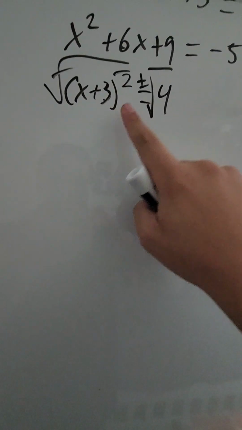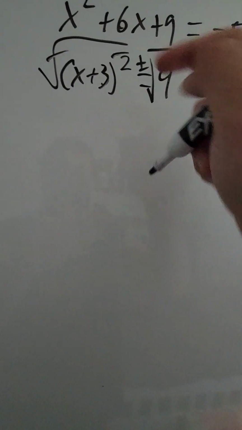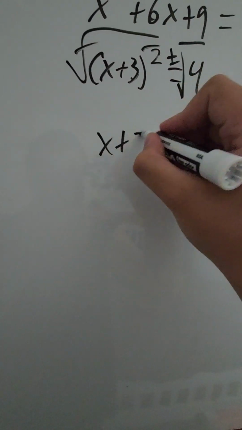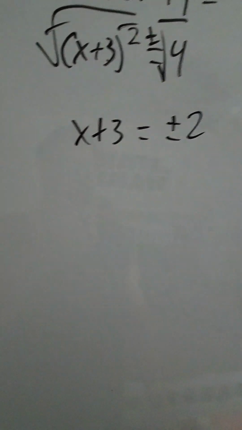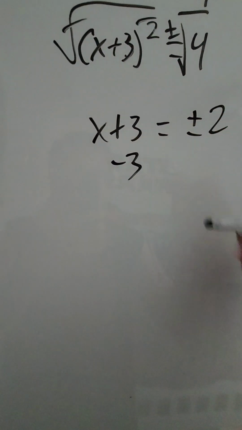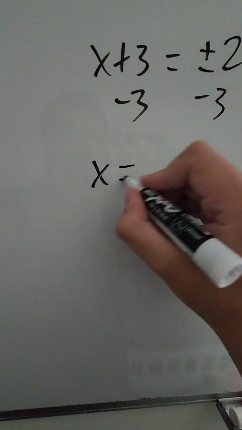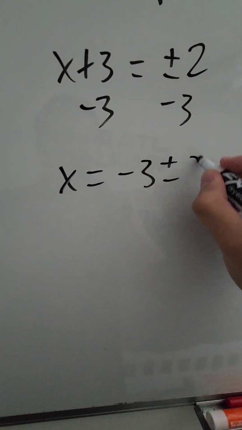Like that. Whenever you square something on both sides, make sure you put plus and minus. So this and that will cancel. So we have x plus 3 is equal to plus and minus the square root of 4, which is 2. And here we can just subtract 3 on both sides. You have x is equal to -3 plus and minus 2.